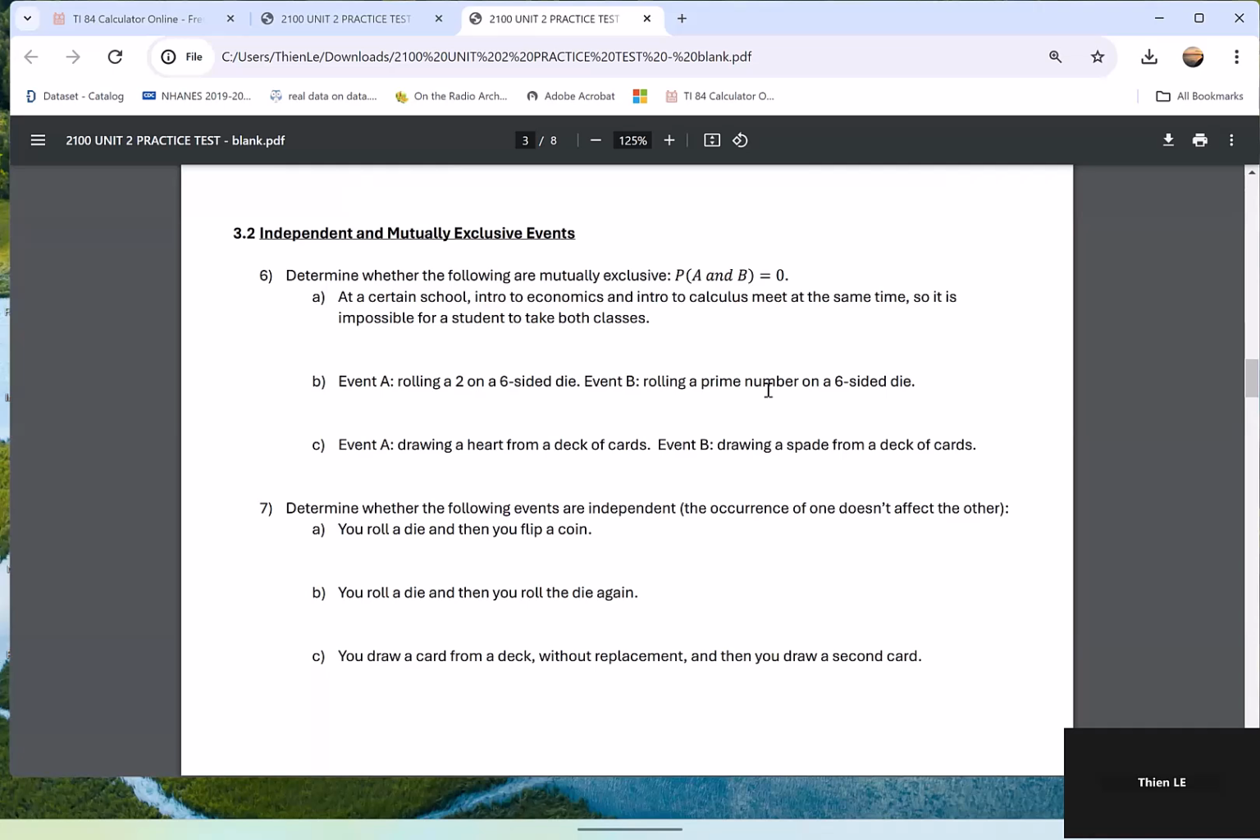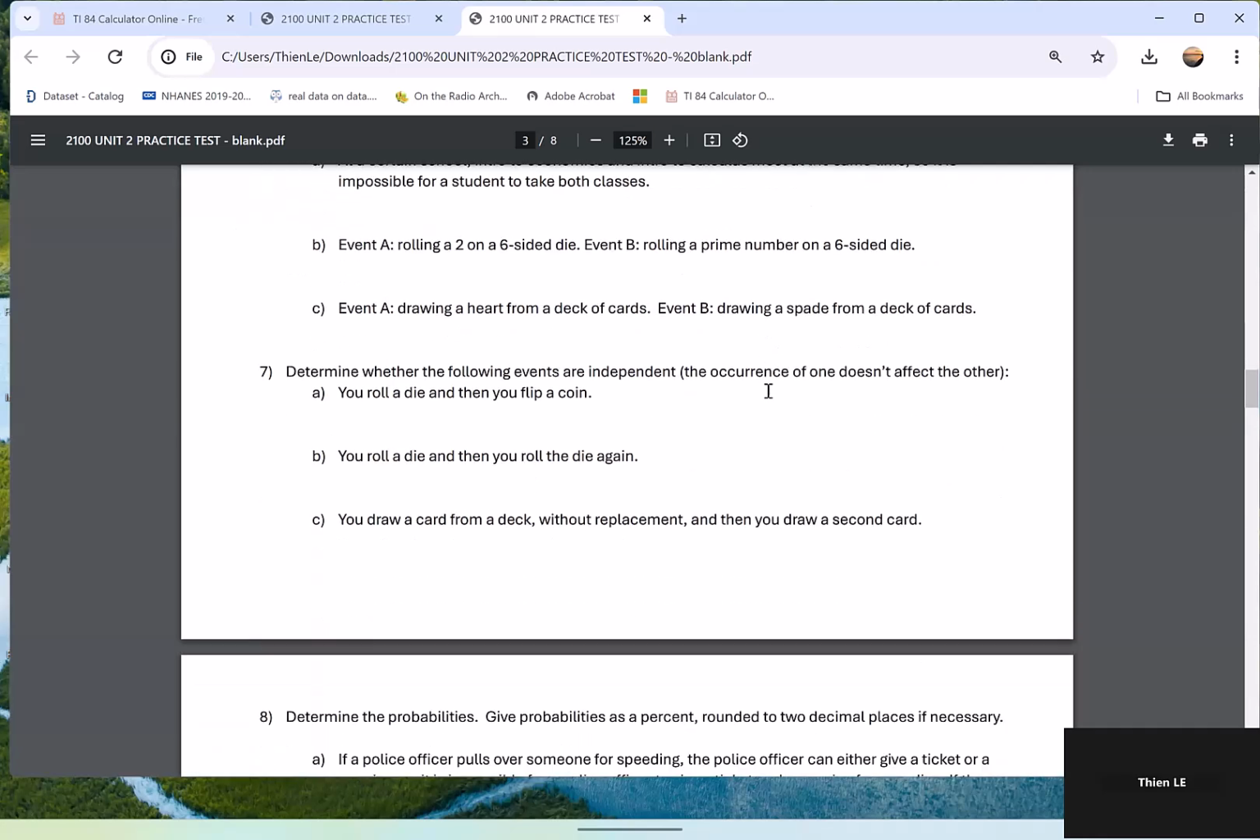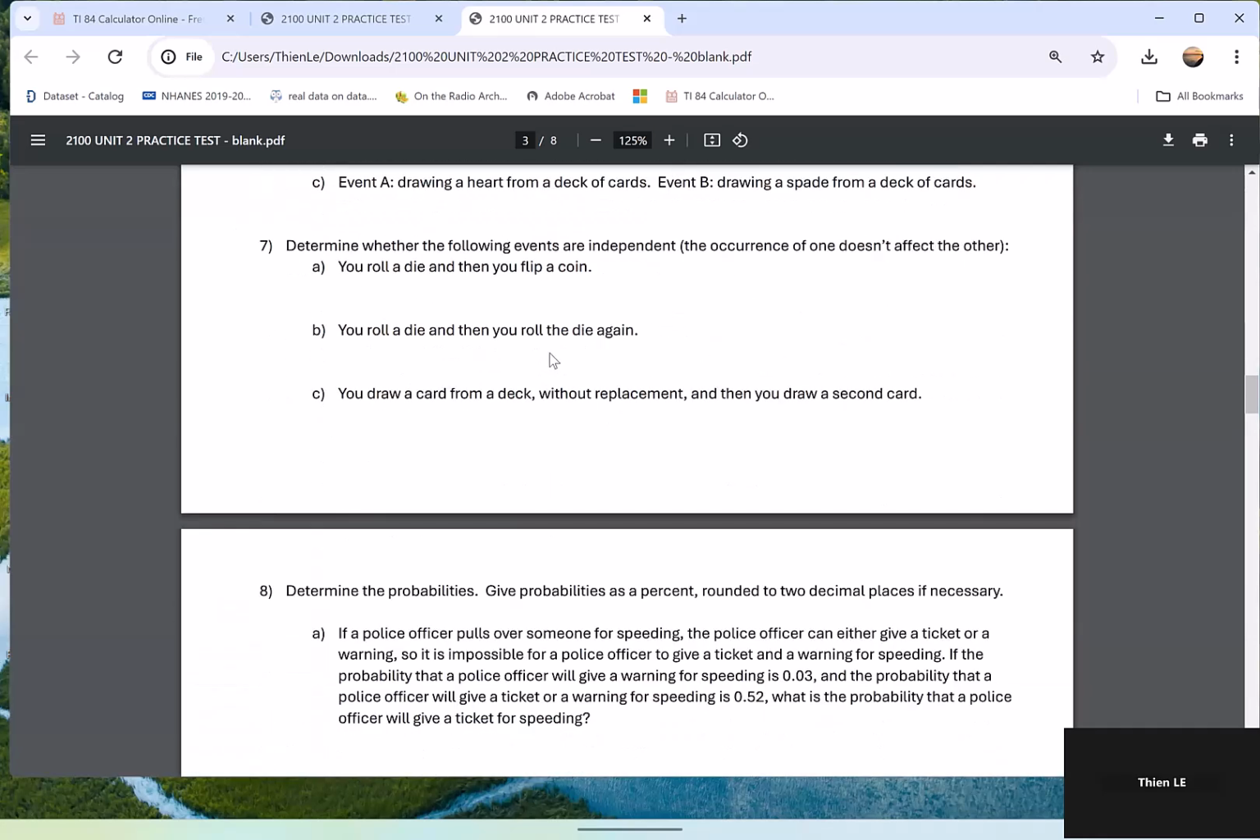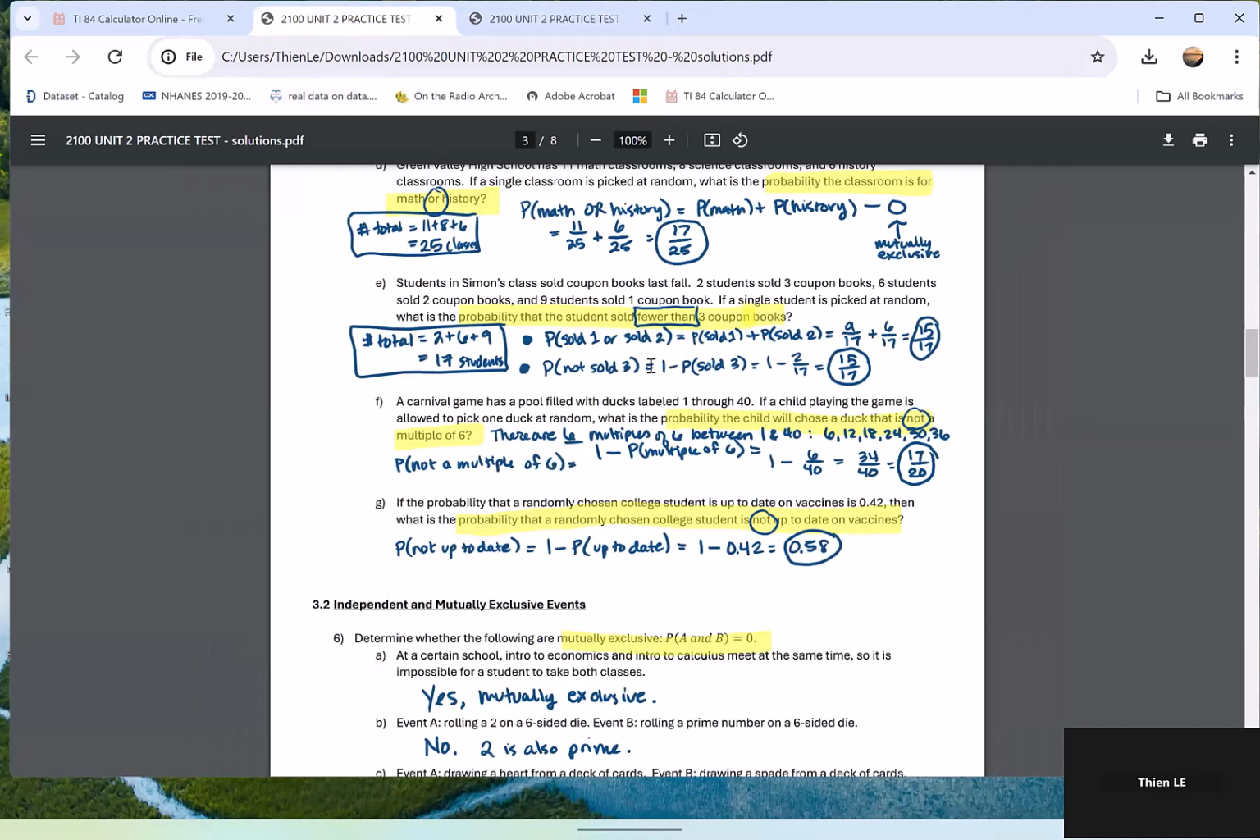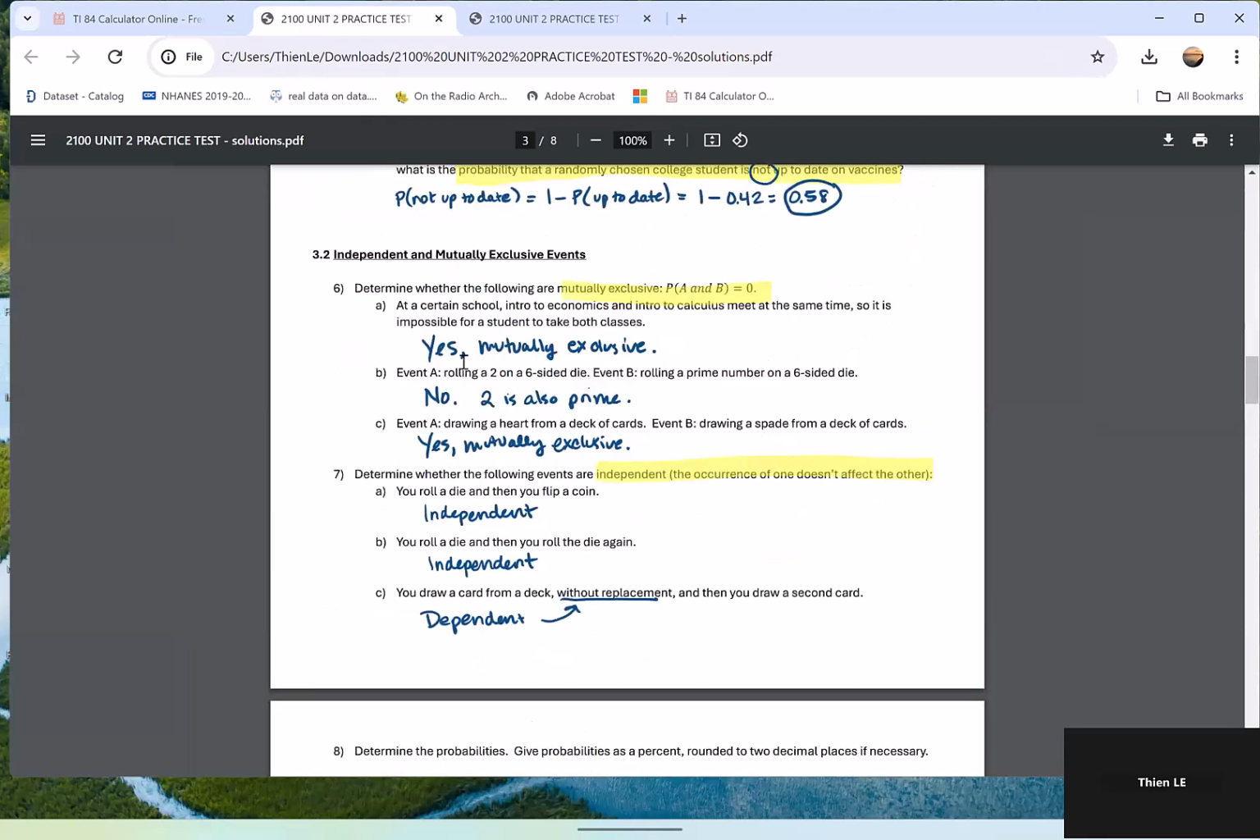In this case, things will change, because you draw without replacement. If you take a card out and you do a second draw, the second draw for sure will be affected, because now you only have 51 cards instead of 52. So these two will not be independent, they will be dependent, for C. So A, B independent, C dependent. You can also check the solution here. Yes, no, yes, right? Independent, not independent.